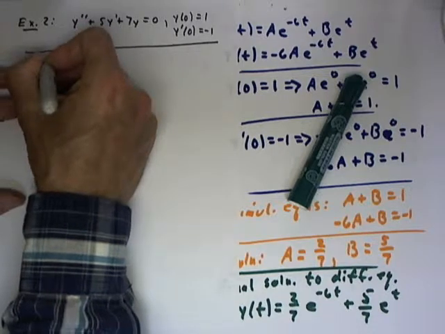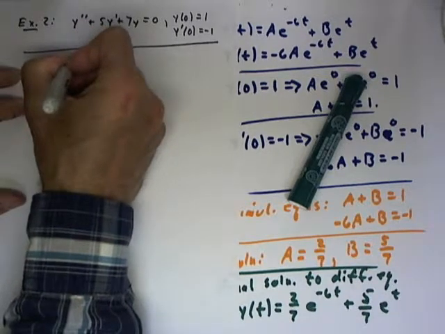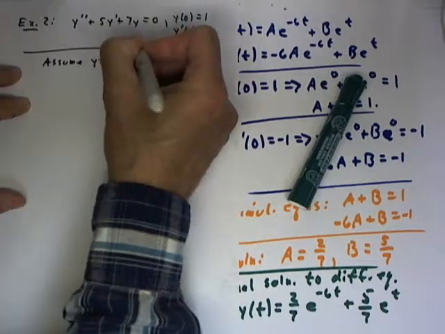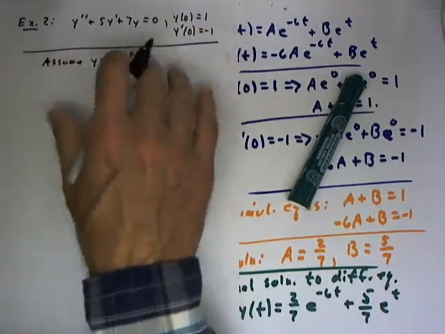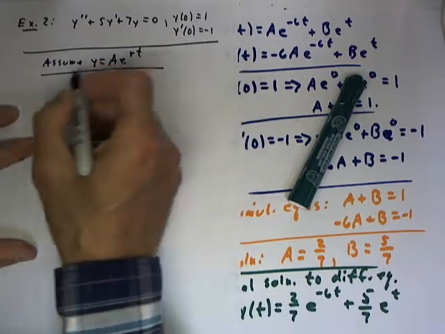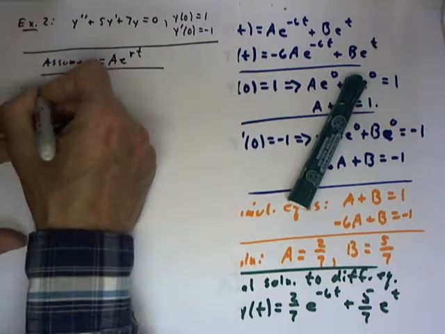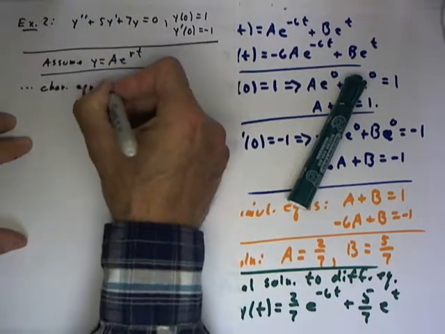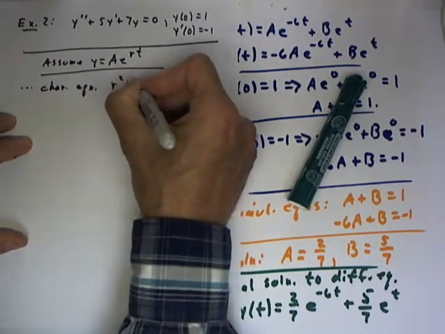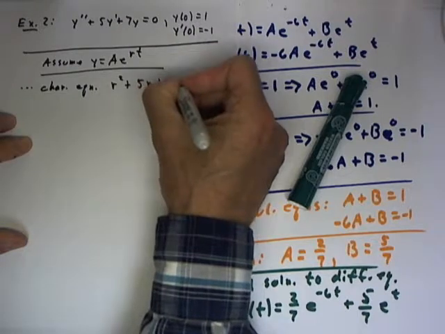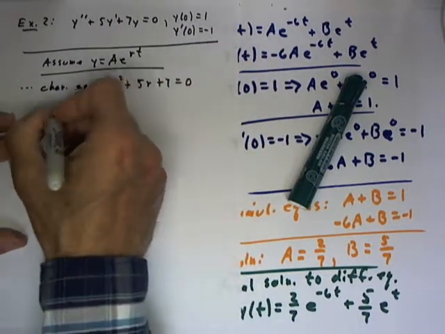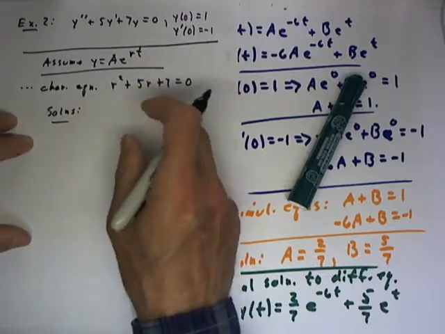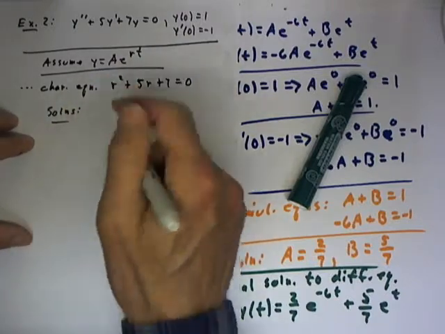But the process is pretty much the same no matter what the initial conditions might be. So we assume y equals a e to the rt. And I'm not going to write out all the details here. We get the characteristic equation r squared plus 5r plus 7 equals 0, with solutions. We're not going to factor this one. We're going to have to use the quadratic formula.